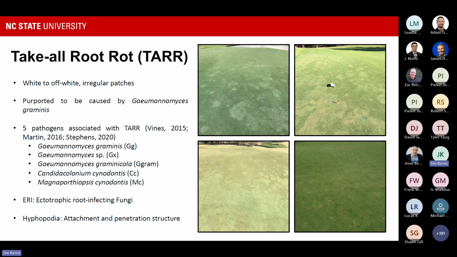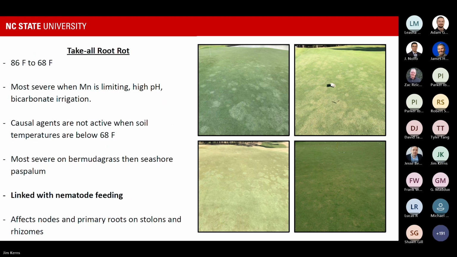So, take-all root rot. All right, probably the only one I'll be able to get to today, but we can answer questions about some of the other ones. But big one here, right? Multiple pathogens causing it. You see the symptoms here of white patches. Okay. It's active. The fungus is active when soil temps are between 86 and 68 degrees. Okay. So that window I just showed you in that slide, right, from about August 1st to October 1st is when it's prime time for infection for these pathogens.